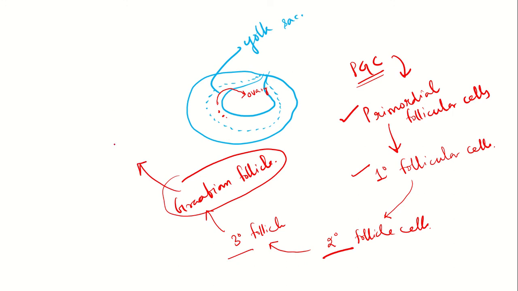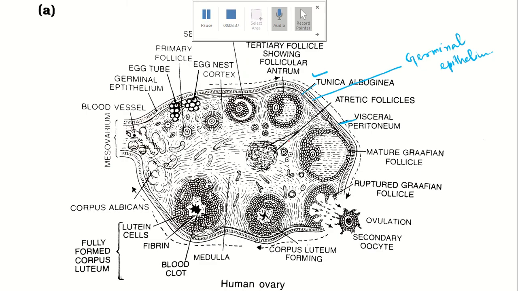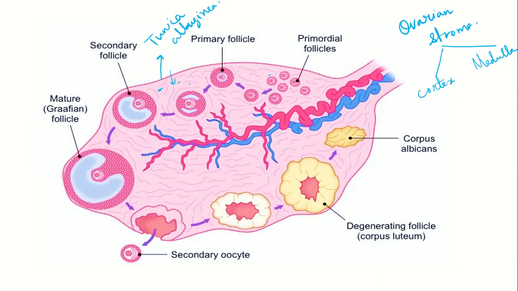These Graafian follicles contain the secondary oocyte that will later form the ovum. The Graafian follicle will rupture and release the secondary oocyte. We will study the whole follicle staging in oogenesis, but in this anatomy of the ovary, I am just telling which types of follicles are there. See here: primordial follicles, primary follicle, secondary follicle, tertiary follicle, which is not actually in this diagram, then the mature Graafian follicle, which is the tertiary follicle.